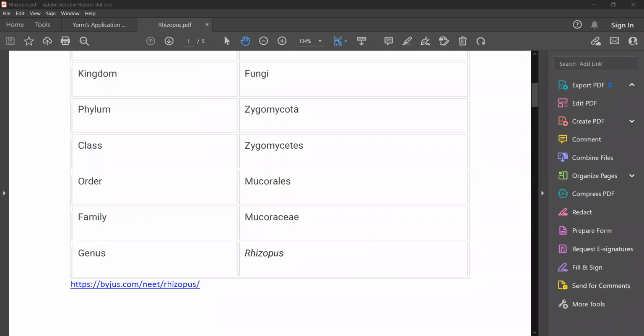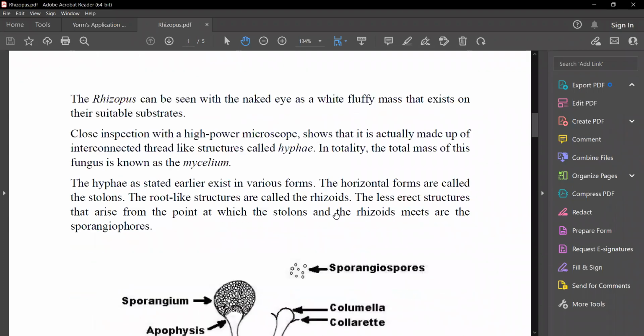Okay, so let's continue. Now, the Rhizopus, as I said before, can be seen as a white fluffy mass that exists on suitable substrates. And what are substrates? Substrates are, let me term them as, organic substances that provide the necessary nutrients required for certain organisms to survive and carry out their normal life processes. That's simply what we call a substrate.